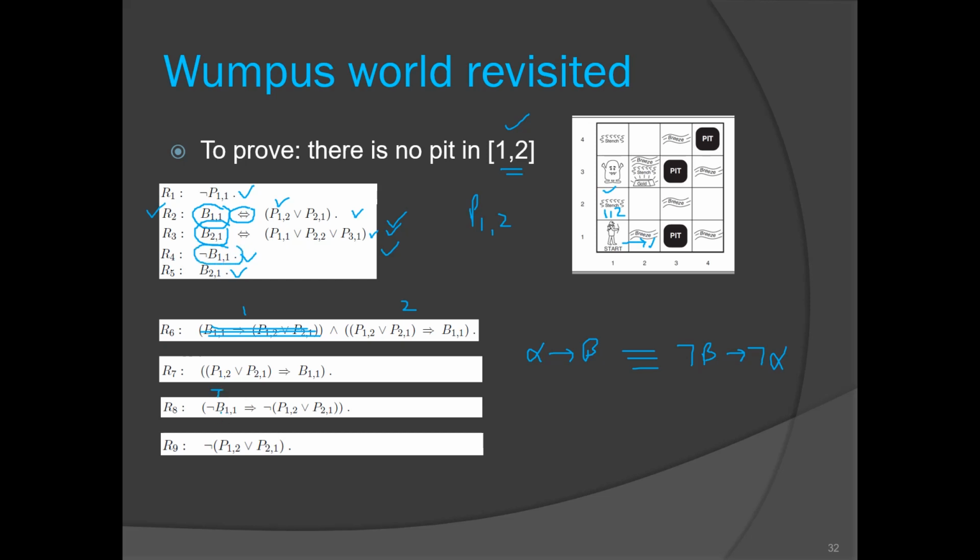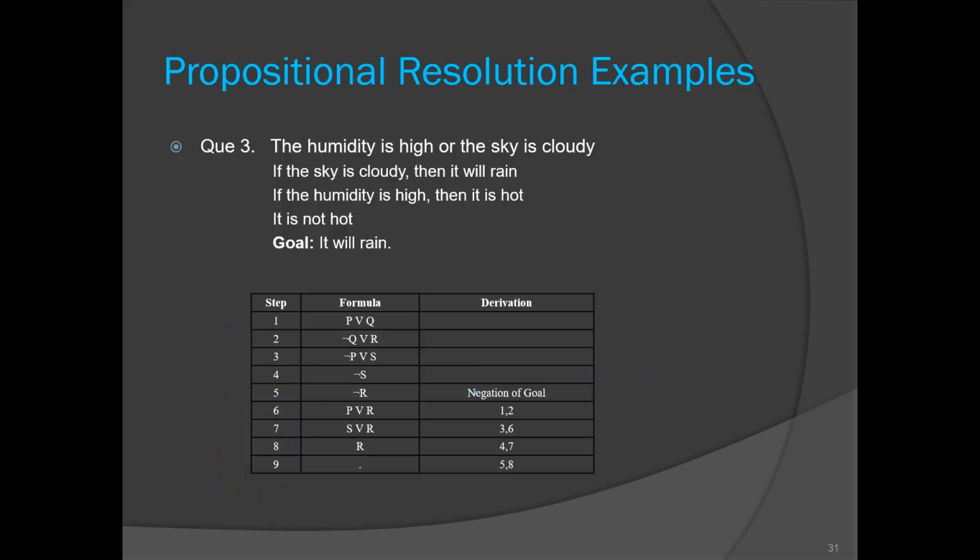We know that this is true, right? There is no breeze at 1 comma 1, that implies that this right hand side part is also true. Conclusion is also true, so this is true. And if you move this negation inward, you will get this one, and this is equal to true. That means this part is true and this part is true. So there is no pit at 1 comma 2 and there is no pit at 2 comma 1, hence proved.